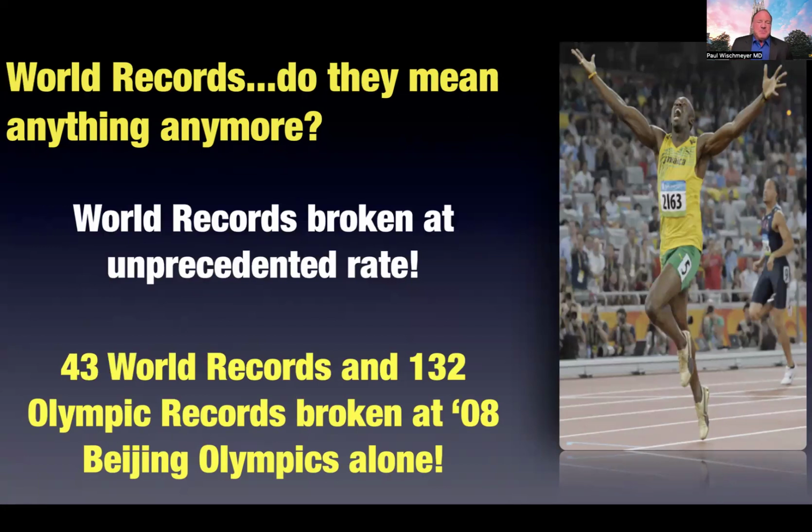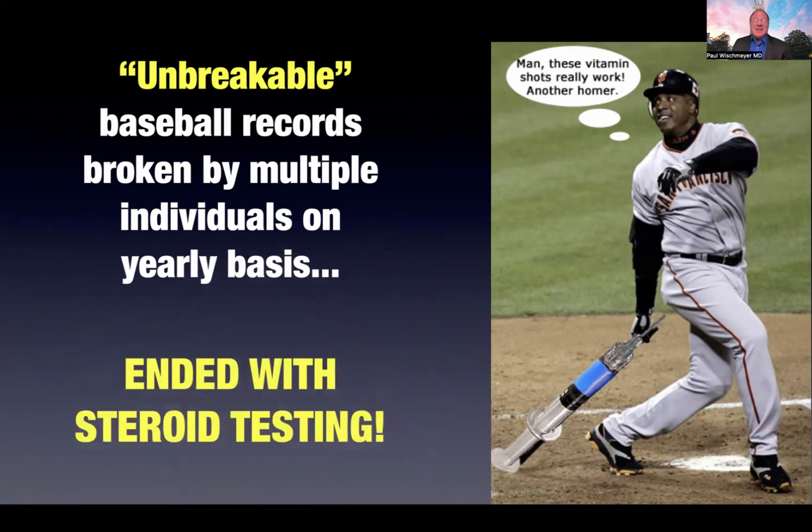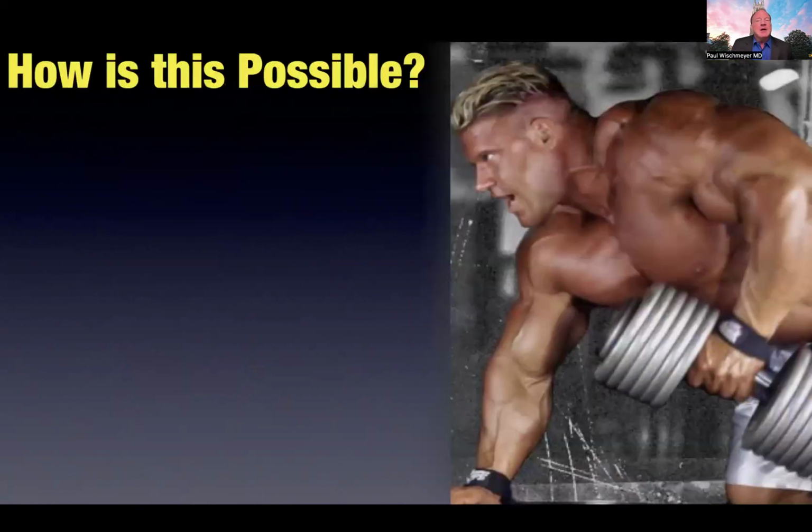And I think the best example for any of you who follow baseball is there was a home run record that stood for many, many years, and no one ever thought would be broken until Barry Bonds and Sammy Sosa and a few other athletes broke it multiple times, until they started testing for steroids. And then virtually no one person has broken it since. And so how is this possible, right?